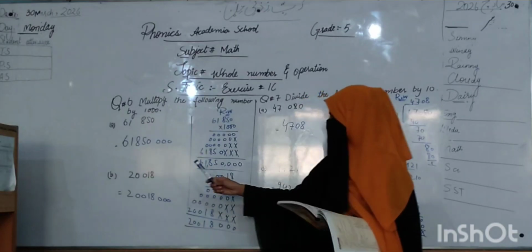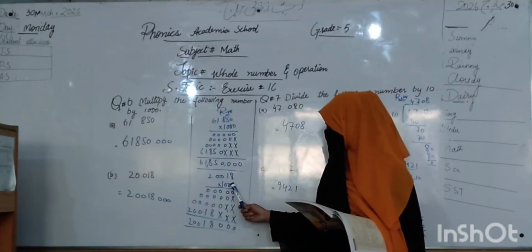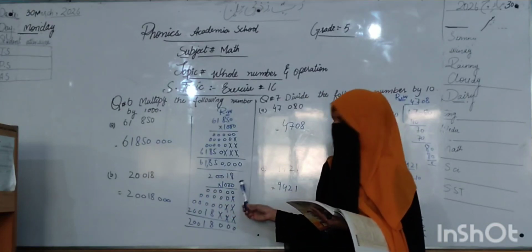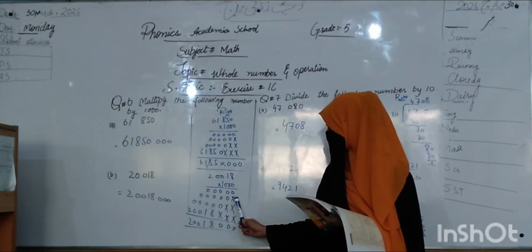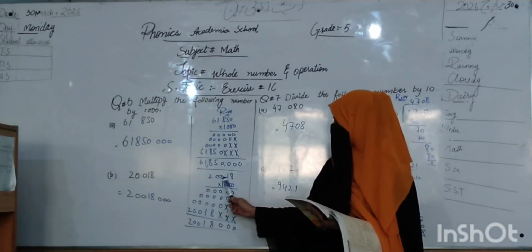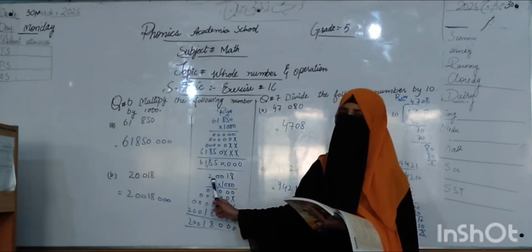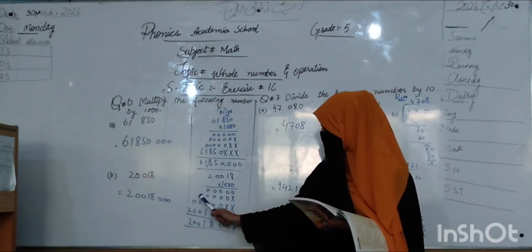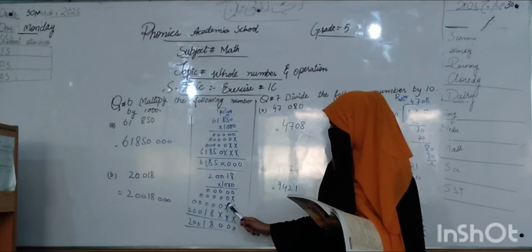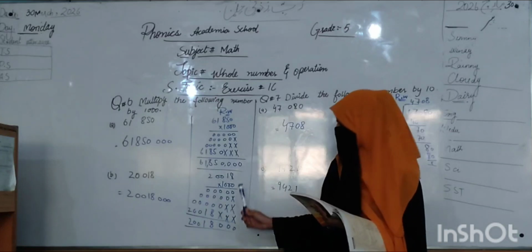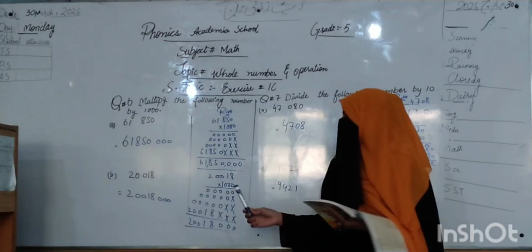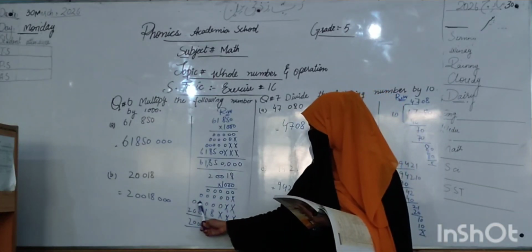Next, question B: 20,018 multiplied by 1000. When you multiply your value by 0, the answer is 0, so all the values will be 0. Next, you multiply by your second 0 and put the sign of multiplication. Then you repeat this method. You multiply all these numbers by 0, and the answer is 0 for all. Then you multiply by your third 0. Put the multiplication sign below the values from the right, the first two values. Then you multiply your third 0 by all these numbers. When you multiply by 0, the answer of all the numbers is equal to 0.